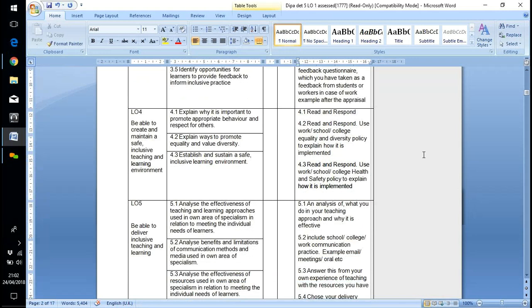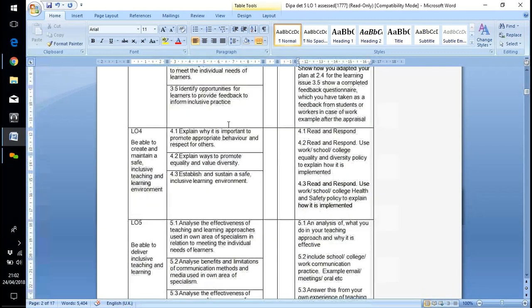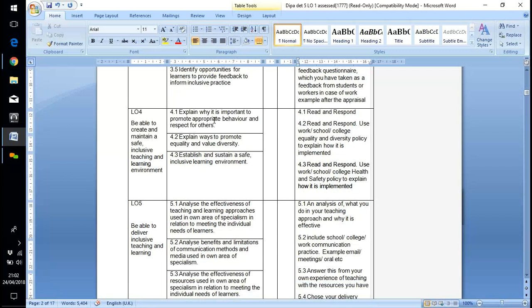Again, each of the learning objectives builds on the one before as we work through. So as you get to 4, we've done all the preparation, and we've started to teach. So we explain why it's more important to make sure that behaviour is correct in class and that you're promoting equality and diversity and establishing a safe and inclusive learning environment. Again, in this one, there should be records within your establishment of policies or procedures that cover certain things like this. Every school will have an equality and diversity policy.